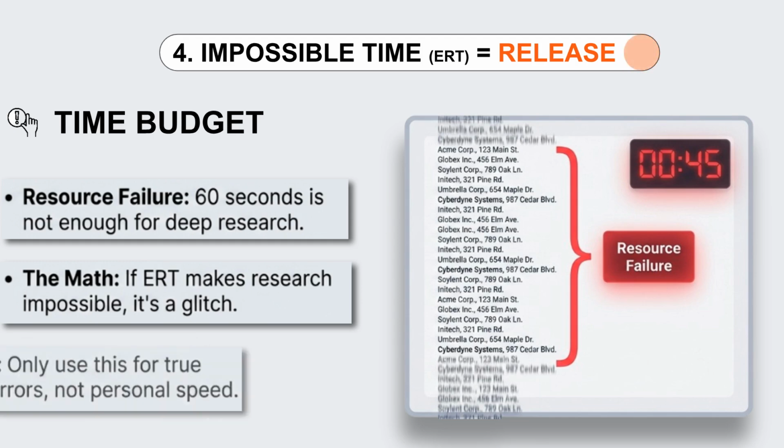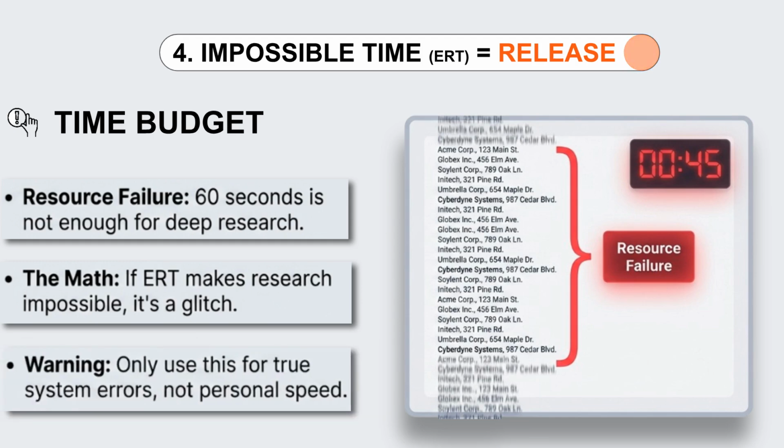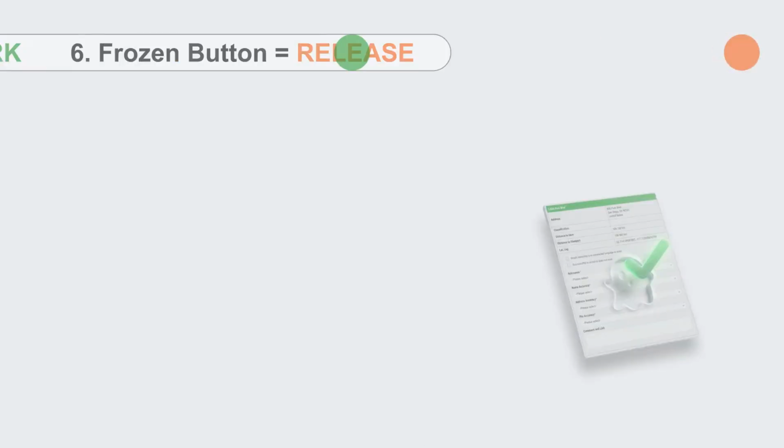But there is a warning. Only use this when the math is genuinely impossible. If you use it just because you are slow, the vendors will notice. But when the time is clearly unfair, the professional move is to walk away. You can't find the right direction if the clock won't let you even think.